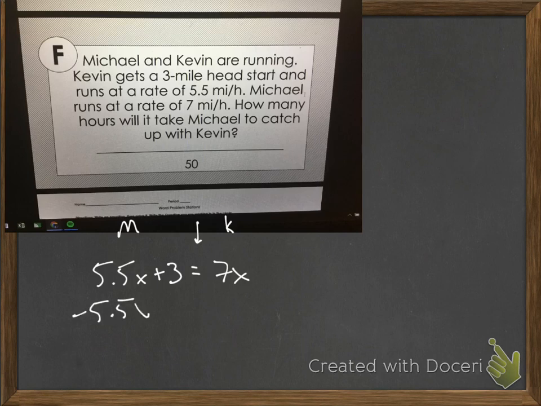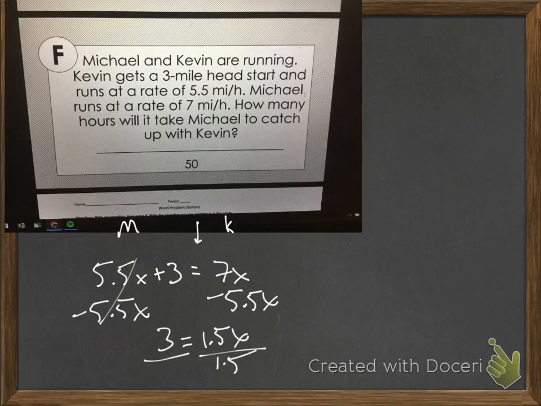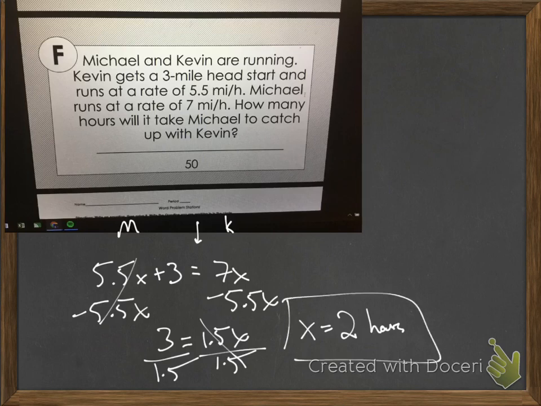First thing I like to do is get my variable on the same side. All right. Divide both sides by that 1.5. And it's going to take 2 hours. That's a lot of running, though. You think they can keep that pace for 2 hours? I don't know. So getting that answer of 2 for 2 hours, that's going to take us to card B.